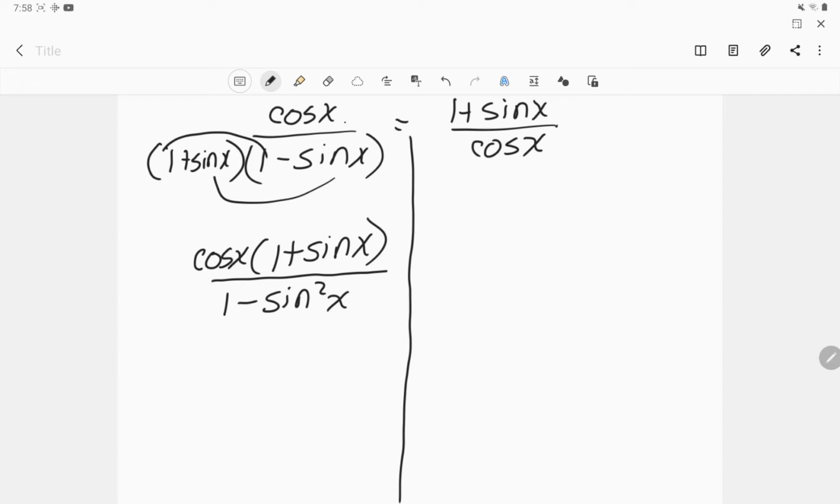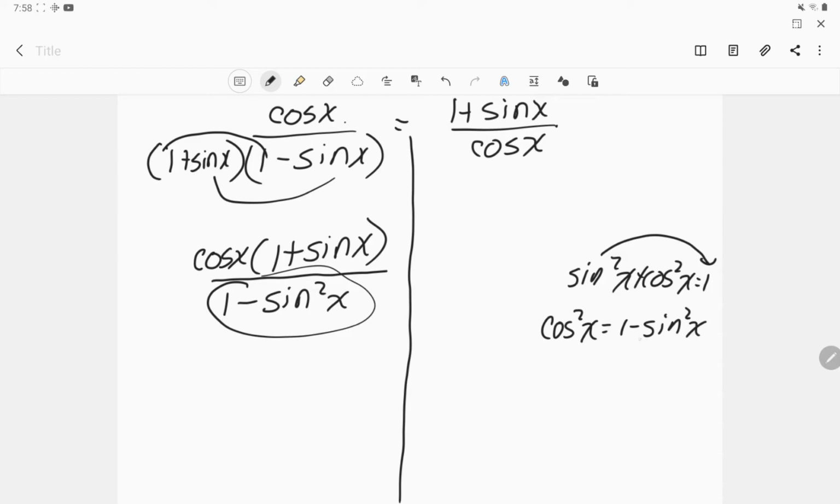Now, again, look at that bottom. It's 1 minus sine squared x. And just like when I did it my way, I said, remember, sine squared x plus cos squared x equals 1. That's one of those identities we talked about. And I said you can rearrange it. So if I move my sine squared x over here, I'm going to have cos squared x equals 1 minus sine squared x. So if I have a 1 minus sine squared x, I can replace that with cos squared x. On the top, I still have cos x times 1 plus sine x.